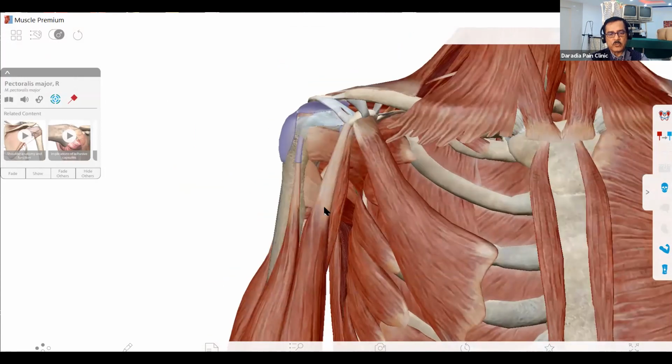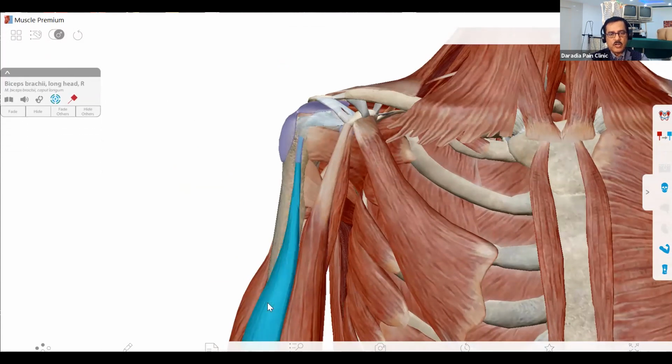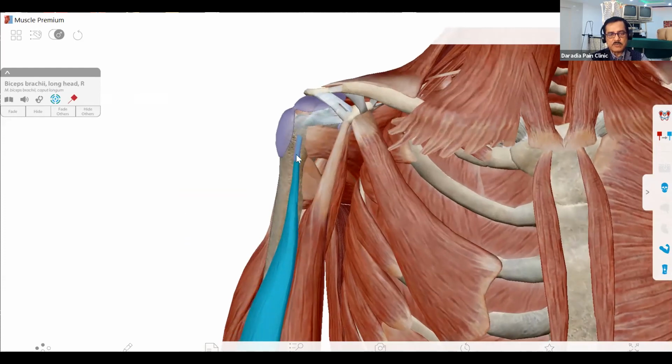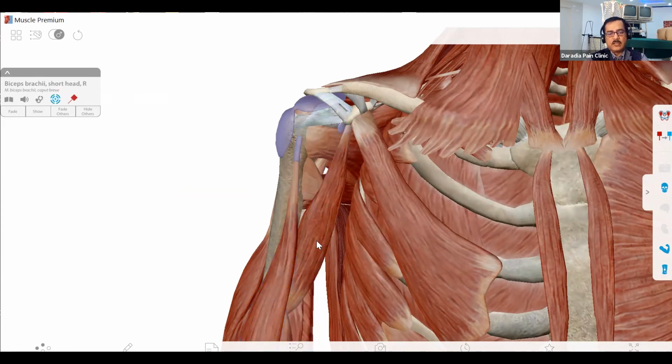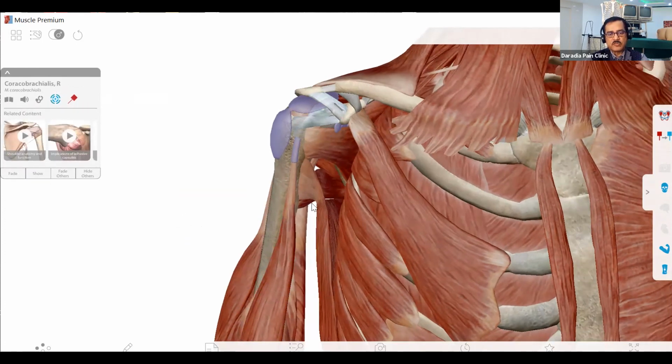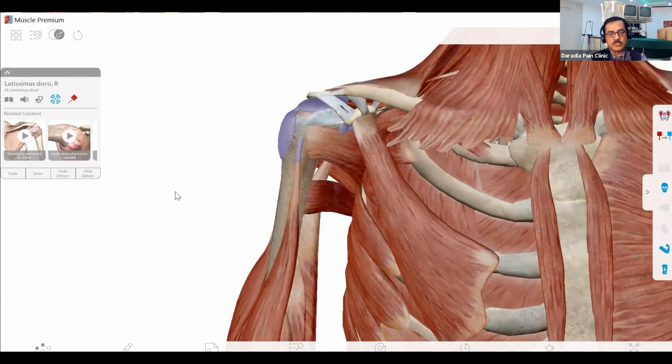And also, which muscle is this? This is the biceps. So this is your long head of the biceps. Already we have discussed earlier that this long head of the biceps goes intra-articular within the capsule, and then it is attached at the glenoid labrum. And this is your short head of the biceps, which is attached at the coracoid process. Let me remove the short head, and let me remove the coracobrachialis as well, so that the other muscles will be exposed nicely. Latissimus dorsi also I am removing.